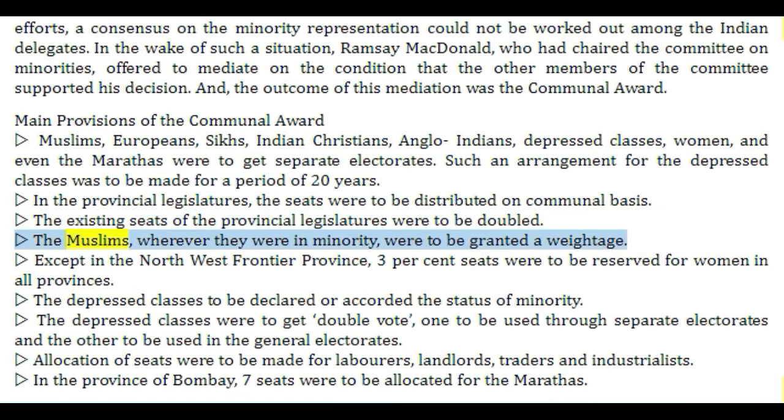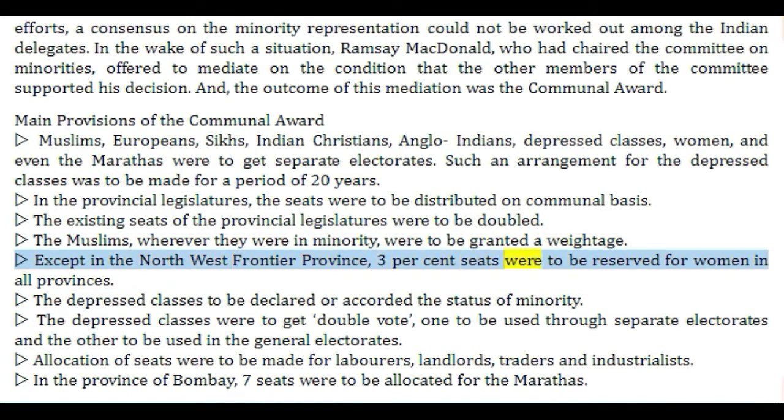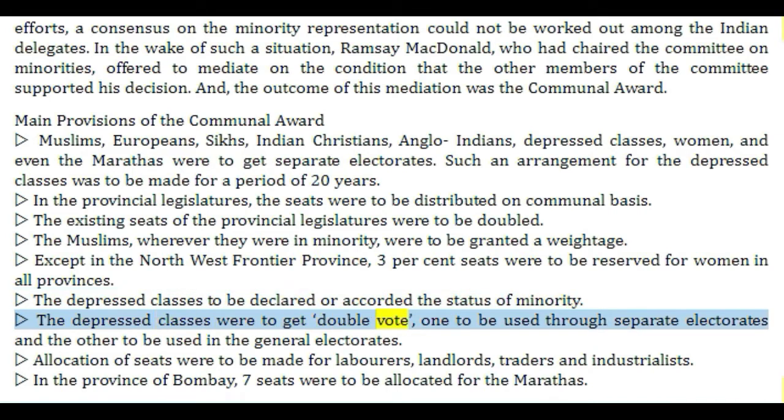The Muslims, wherever they were in minority, were to be granted a weightage. Except in the northwest frontier province, 3% seats were to be reserved for women in all provinces. The depressed classes were to be accorded the status of minority. The depressed classes were to get double vote, one to be used through separate electorates and the other to be used in the general electorates.